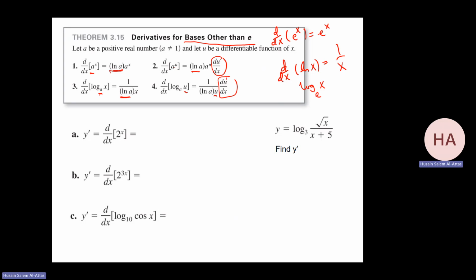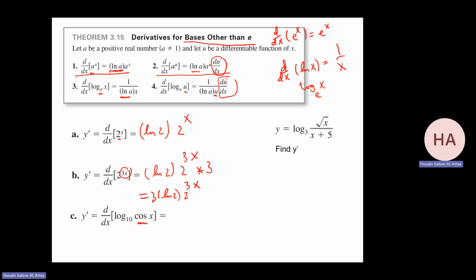Let us apply it. 2 to the power x. So we'll apply this one. 2 is a, so we have ln 2 times 2 to the power x. Now 2 to the power 3x. So we'll apply this one. I have ln 2 times a to the power u, 2 to the power 3x, times the derivative of u, which is 3. So that will be 3 ln 2 times 2 to the power 3x.